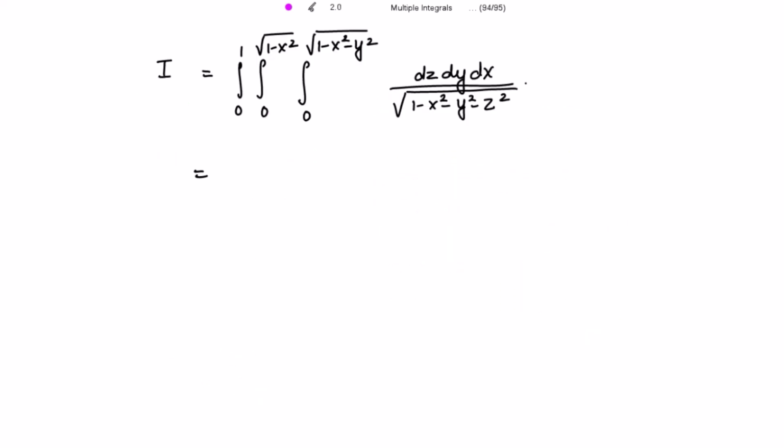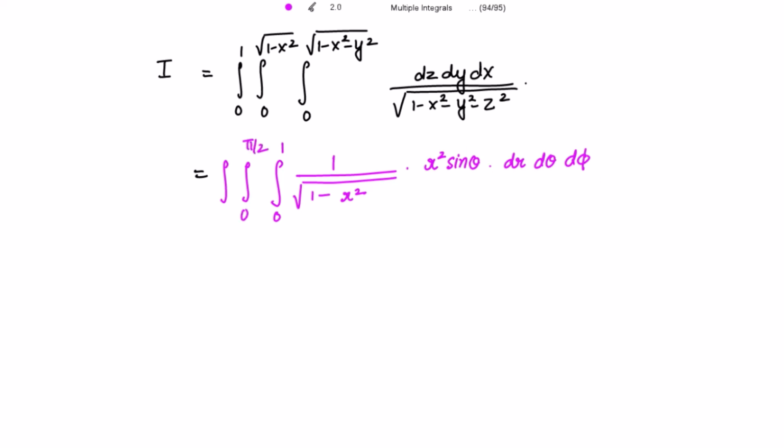And now solving this integral, putting the limits for r, theta and phi, and writing the integrand in terms of the spherical polar coordinates. So before putting the limits, I'm going to write the integrand. This is 1 over square root of 1 minus r square, since x square plus y square plus z square is r square. And we multiply with r square sine theta according to the formula dr d theta d phi. So for spherical polar coordinates, we write r square sine theta with dr d theta d phi. And now putting the limits for r from 0 to 1, for theta 0 to pi by 2, and for phi 0 to pi by 2.